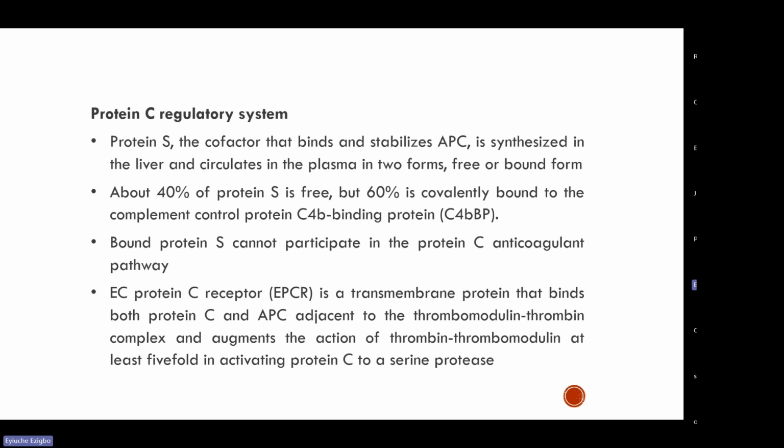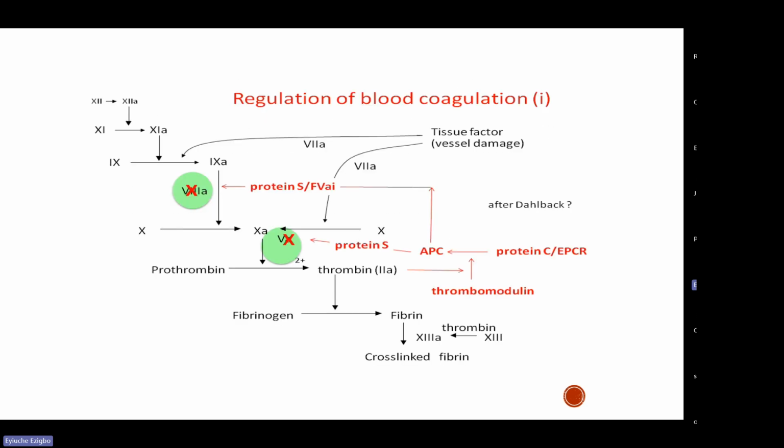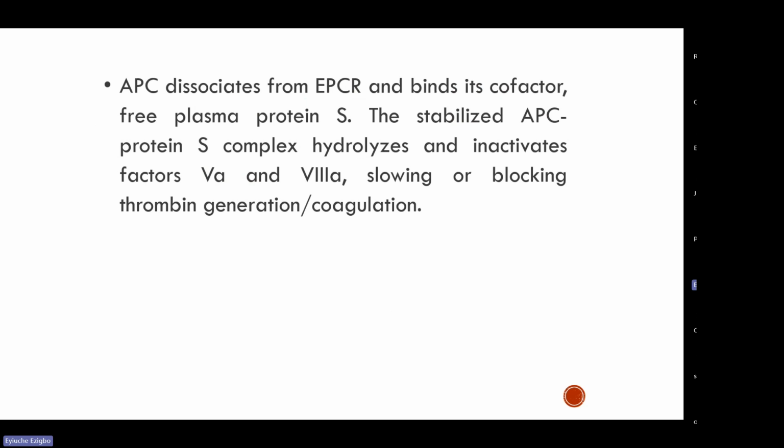Okay, so the protein C regulatory system, let me see if the diagram is here. Okay, let's just look at this diagram, then we go back. You have the protein C regulatory mechanism. This is the protein C, endothelial protein C receptor pathway of regulating the blood coagulation. Okay, let's describe it first.